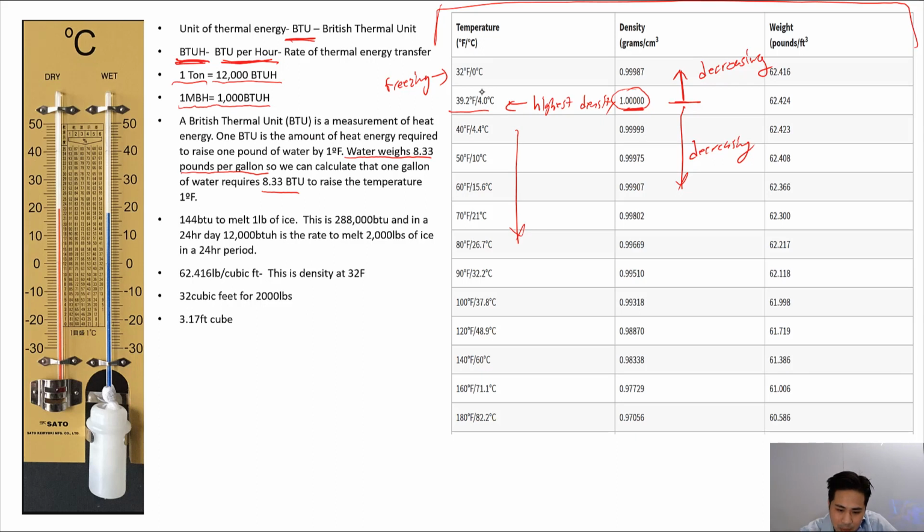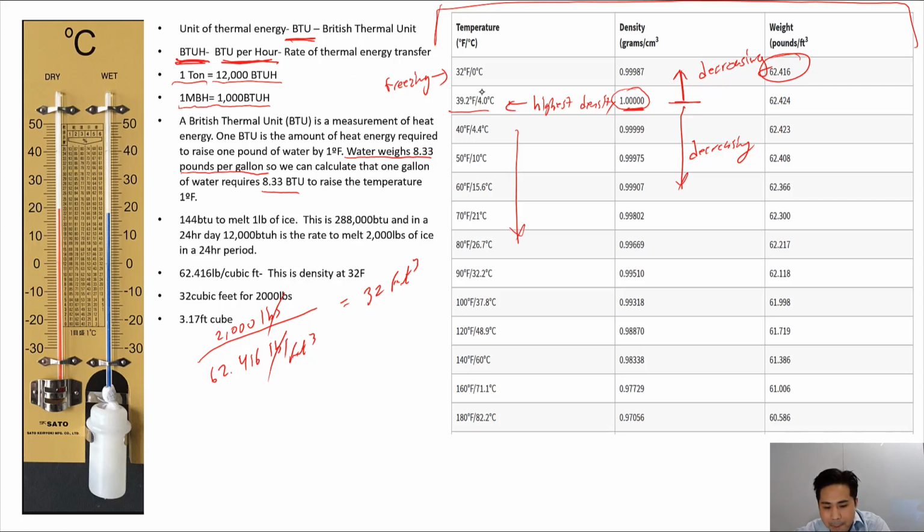For this example, we're going to figure out the volume of 2,000 pounds of ice. To do that, we look at the density of water at freezing, 32 degrees, and that's going to be 62.416 pounds per cubic foot. And 1 ton is 2,000 pounds. So the pounds cancel out, and you're left with 32 cubic feet.